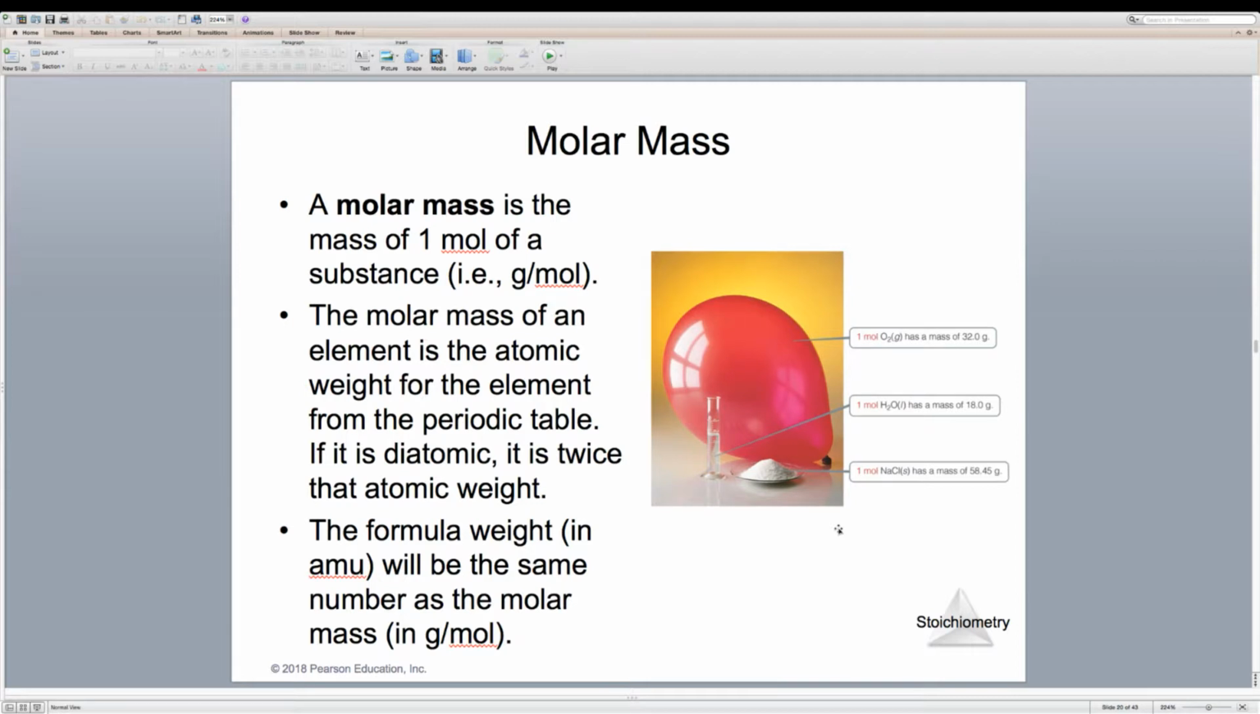Now, the molar mass is the mass of 1 mole, which is what I just stated, and we use that unit as grams per mole. And the molar mass of an element is the atomic weight from the periodic table. If it's diatomic, it's twice that. If it's triatomic, it's 3 times that, and so on and so forth. And the formula weight will be the same number as the molar mass, but we just change the unit to grams per mole.